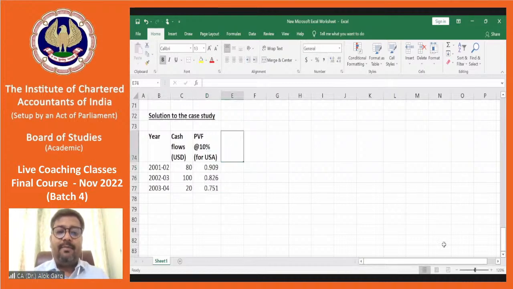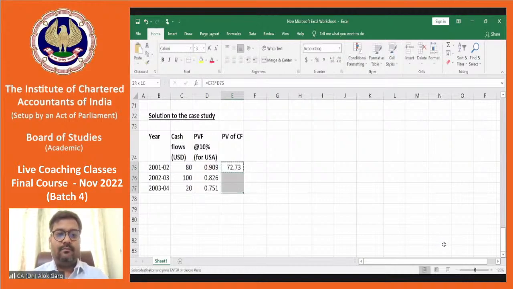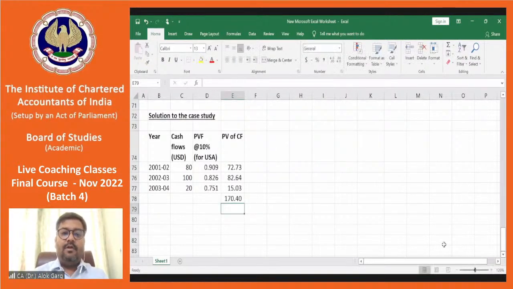Now what is my present value? What is my discounted cash flow? My value in use is the present value, right? So what is my present value of cash flows? It is 170.40. 170.40 is my present value of cash flow. So remember 3 steps.